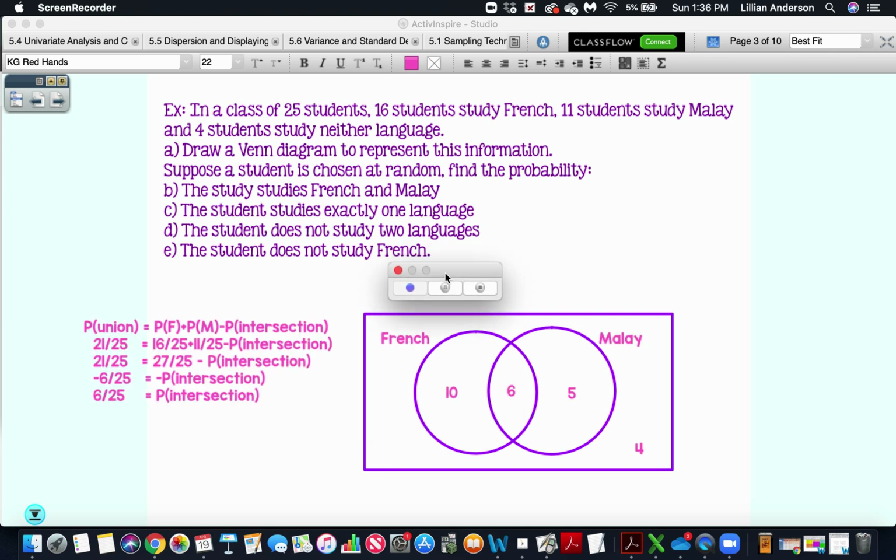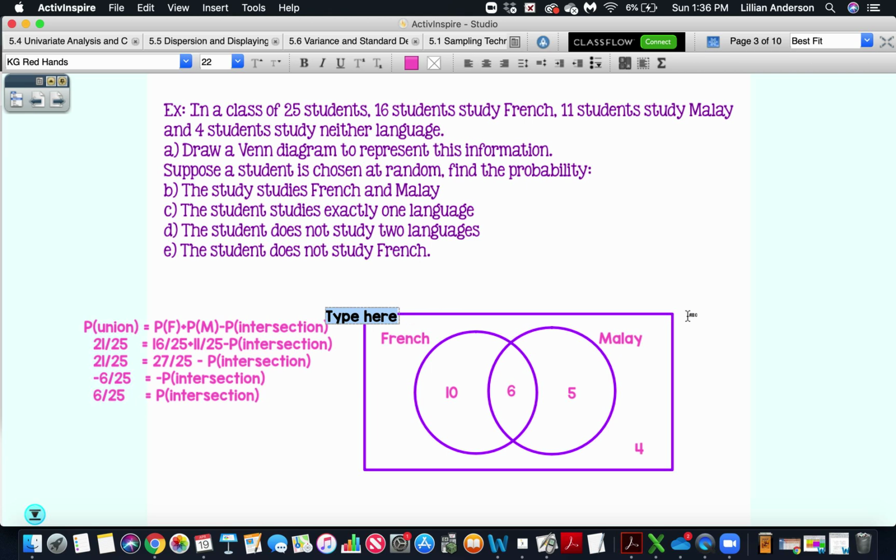So hopefully you used your combined events formula to see that in the Venn diagram, there were 6 that studied both languages, 10 that did only French, 5 that did only Malay, and then the 4 that did neither. Remember, anything that's not a part of the 2 sets always goes inside of the universal set, and please make sure that you always include that rectangle as well as a U to represent the universal set. Over here is the work that goes along with the addition rule.